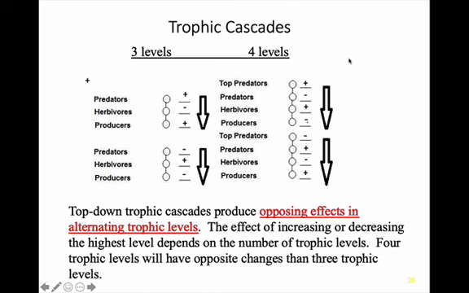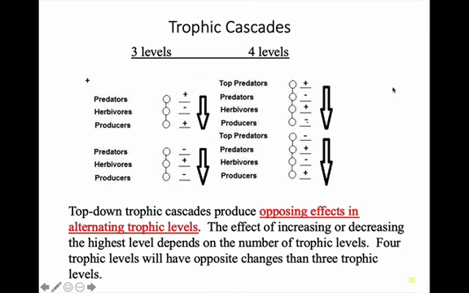What happens if you have 4 trophic levels? If you have a top predator, then it's eating the predators. If you increase the top predator, it will eat more of the predators, which will leave more of the herbivores, which will leave less of the producers. If you reduce the number of top predators in a 4-level trophic web, then you increase the number of predators, which decreases the herbivores, which increases the amount of plant biomass.